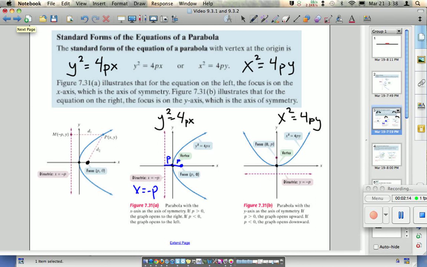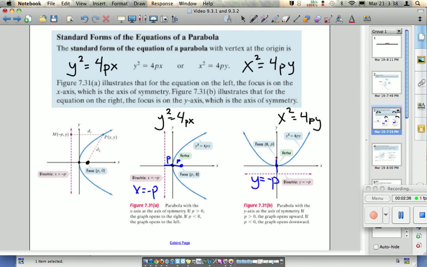And here, once again, it's the same idea, but it's all flip-flopped with x's and y's. Now, it's y equals negative p for the directrix on the right. But once again, the focus is p away from the vertex in the opposite direction of the directrix. So they're both p away from the vertex. Let's see what this means.